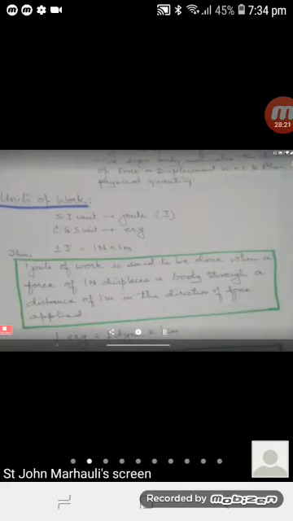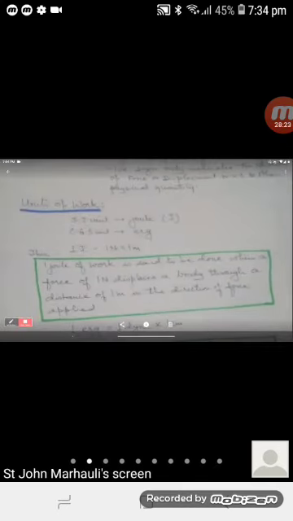When we come to the unit of work, we all know that the unit of work in the SI system is joule, and in the CGS system it is erg. Keep in mind the method of writing down the unit. There are specific guidelines you have studied in class 9. So follow those guidelines, and accordingly I have also written in the same. If you are writing down the complete name, it will be in small letters. If you are writing down the abbreviations for the name of the scientist, it will be capital, and otherwise small letters.